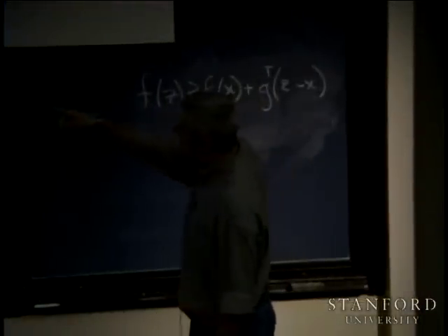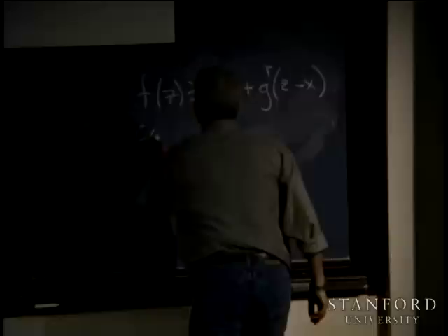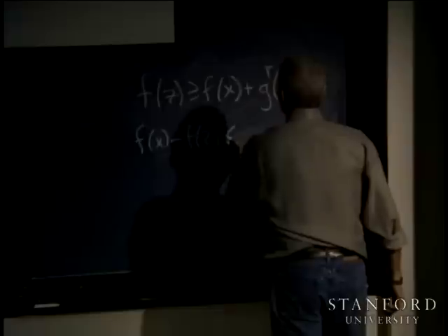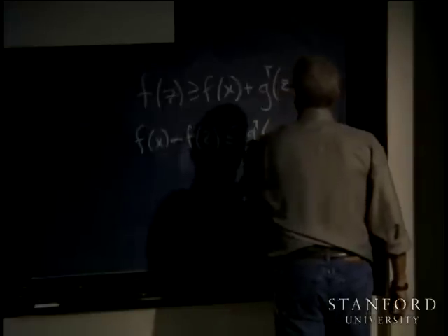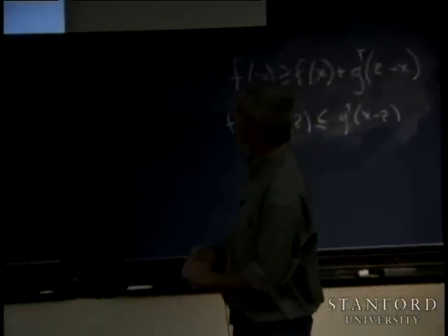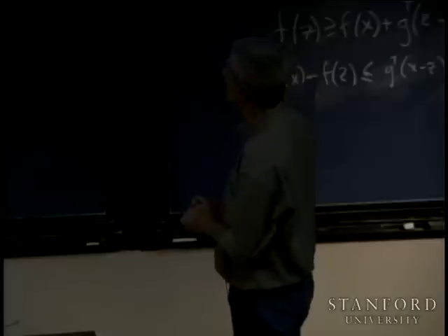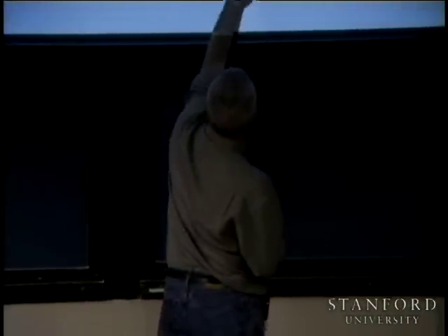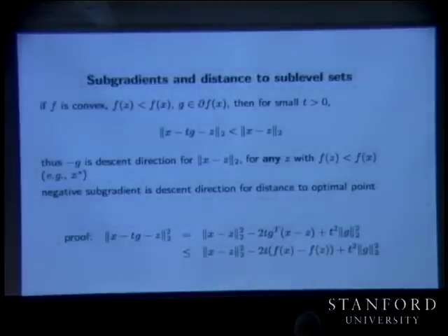And so this says basically something like this: f of x minus f of z is less than or equal to g transpose (x minus z). I think that's what I want, and that's good enough. So it says that this thing is smaller than that. It's a minus sign, so everything's cool.